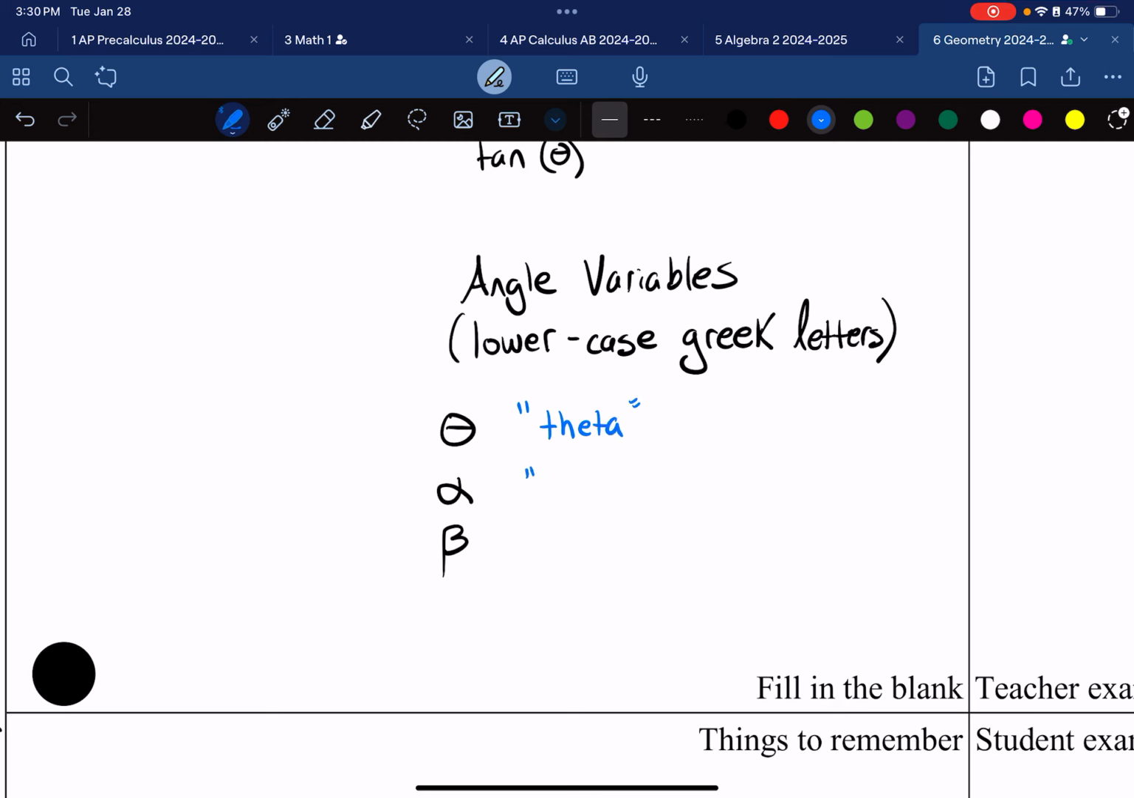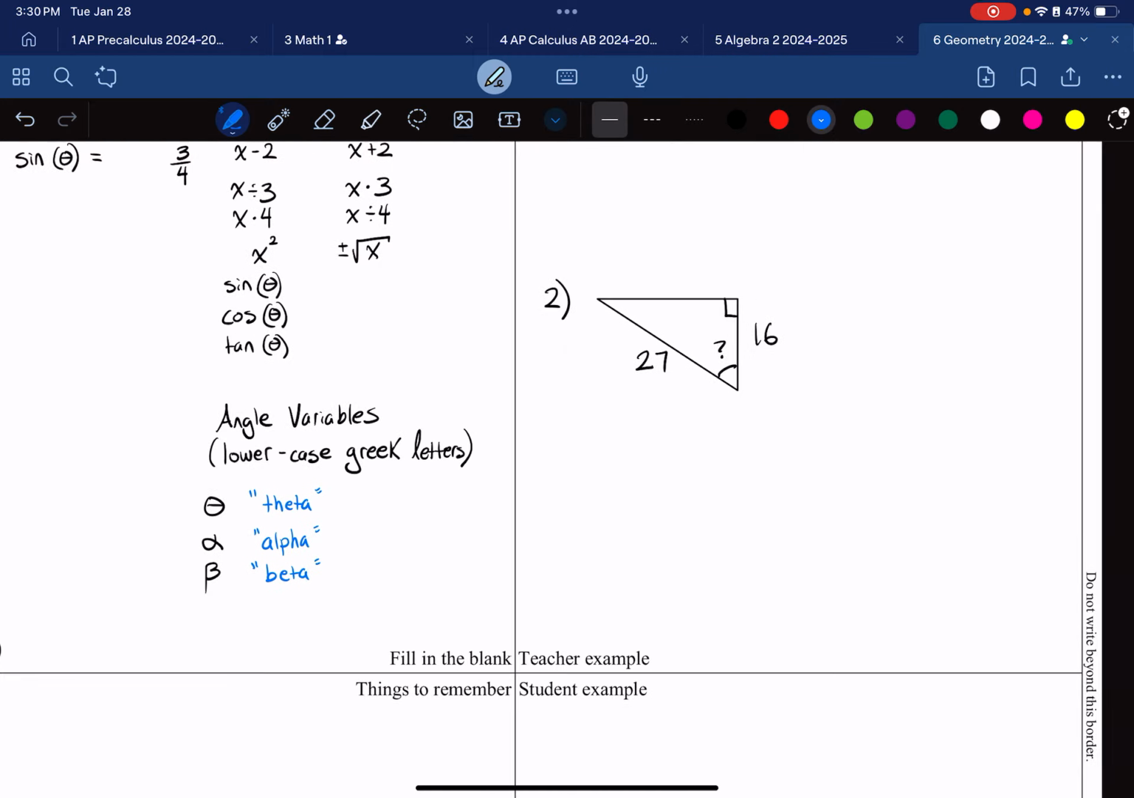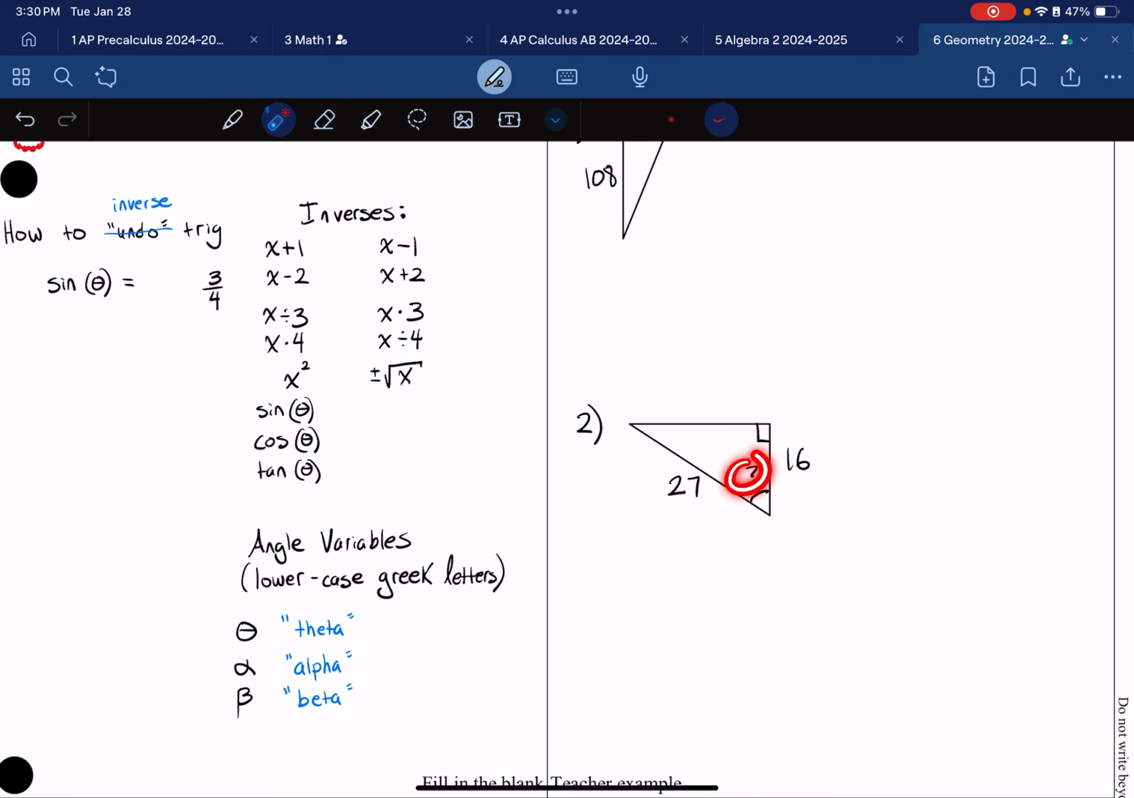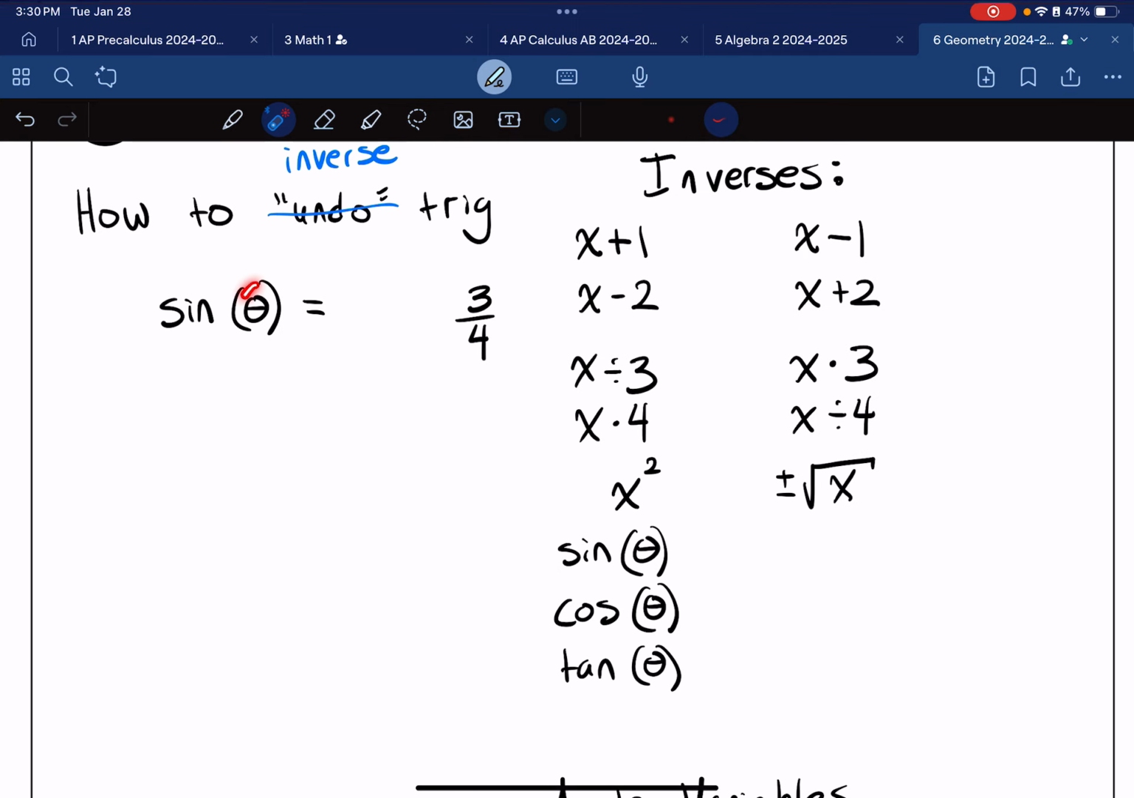This is known as alpha, and this is known as beta. I'll try to use these more often when I can. Most of the homework today just has a question mark because I'm being lazy. But again, the question, how do we isolate that variable? This variable might as well be an x, but I call it theta so you know it's an angle.